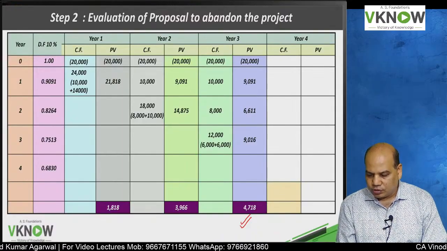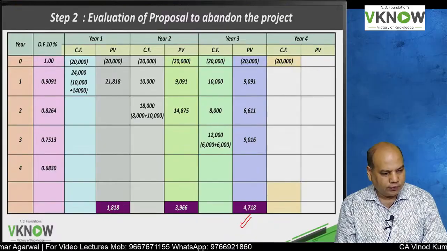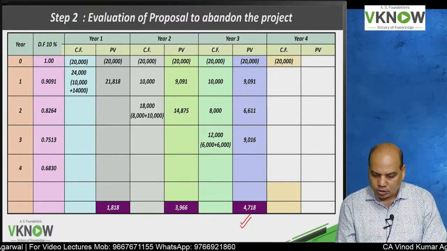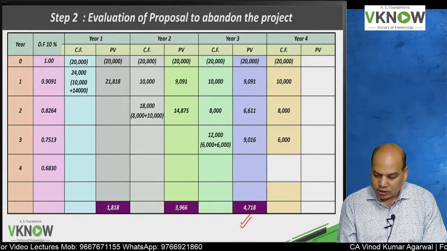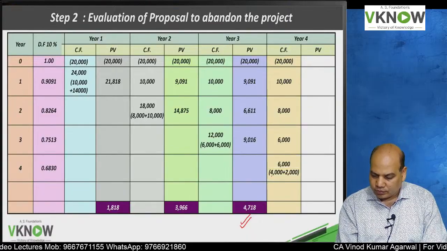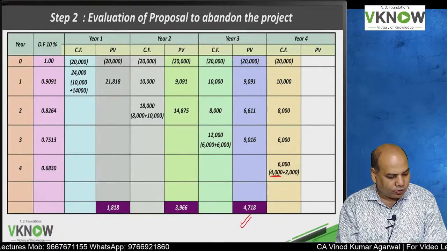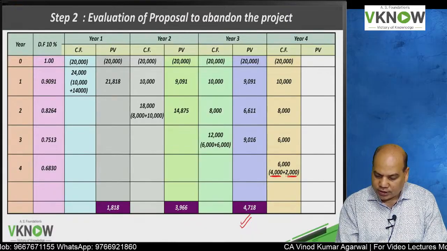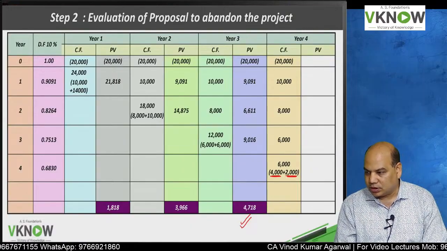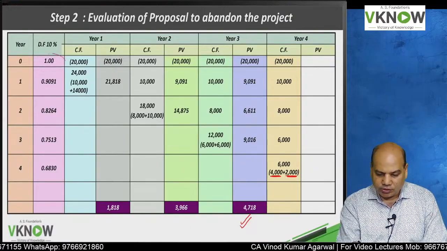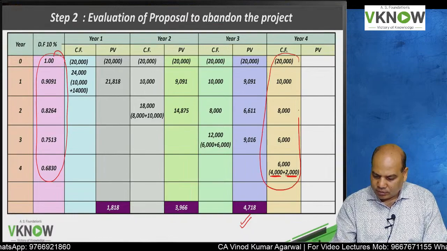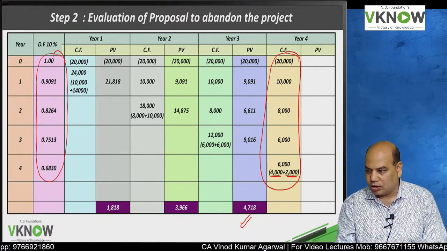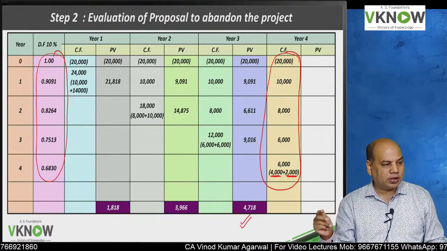Now go to year 4. Now you write down all the cash flows 10, 8, 6. In the fourth year, 4,000 revenue from operation and 2,000 scrap value, 6,000. Take these factors, multiply by cash flows and also take the total. Use memory plus function.